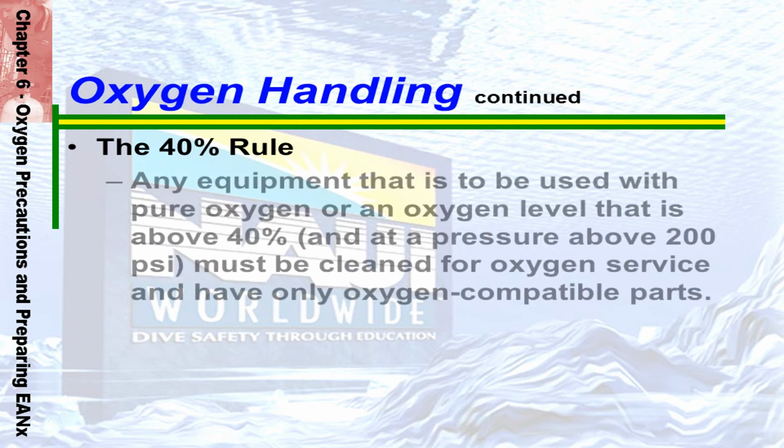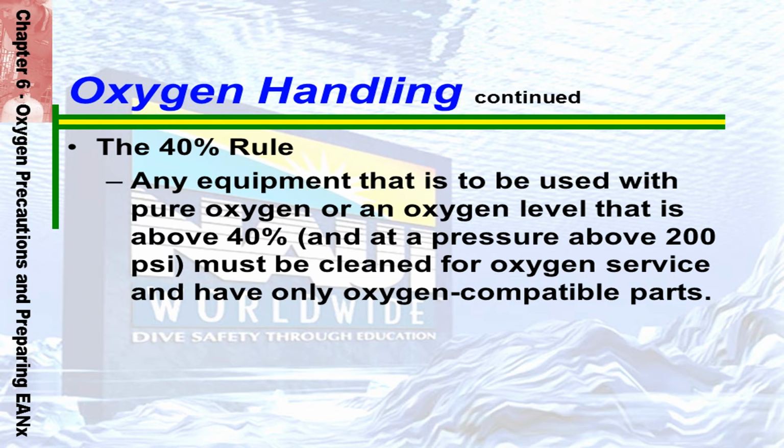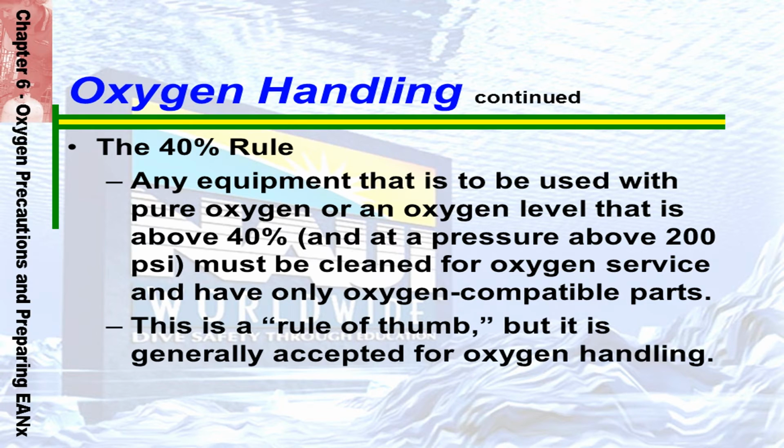The general rule of thumb is that any equipment that is to be used with pure oxygen or an oxygen level that is above 40% and at a pressure above 200 psi must be cleaned for oxygen service and have only oxygen-compatible parts. This so-called 40% rule has gained acceptance over time, although there are no published test results to show that 40% is the absolute limit above which oxygen cleaning is unequivocally necessary.